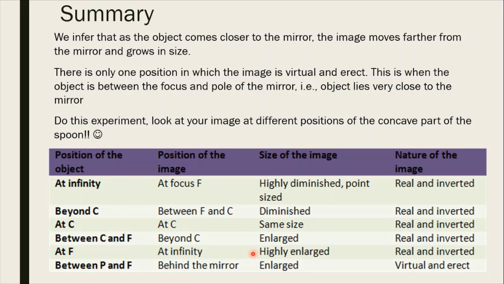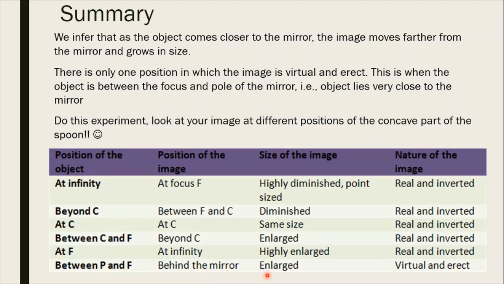There is only one single position in which the image is virtual and erect. This is when the object is between the focus and the pole of the mirror, that is, the object lies very close to the mirror. In this case, the position of the image is behind the mirror and the size of the image is enlarged.